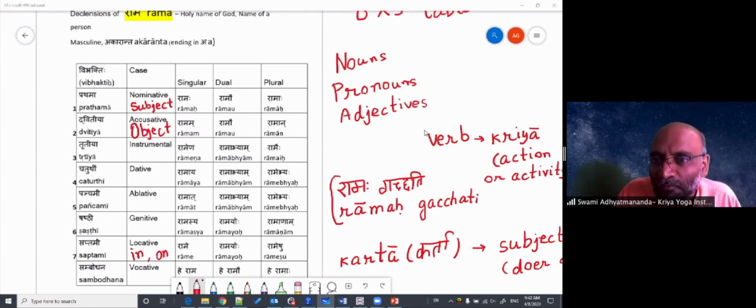Somebody is asking, how would you say, Rama saw Rama? You will say Ramaha Ramam Pashyati. If it is Rama sees Rama, you will say Ramaha Ramam Pashyati. So one Rama would be subject, another Rama would be object, and the verb would be matching with the subject.